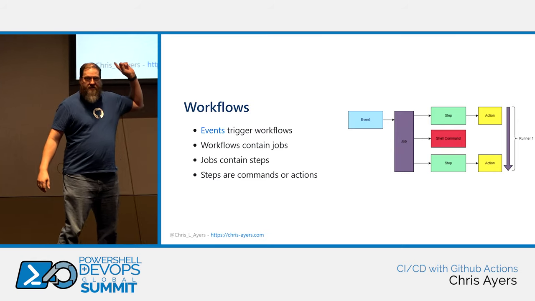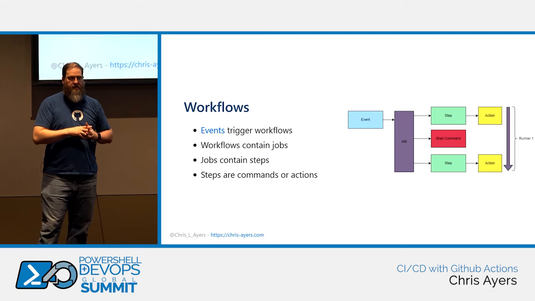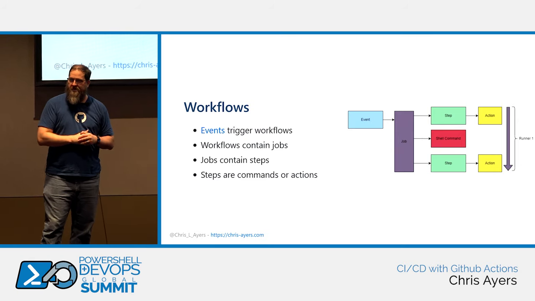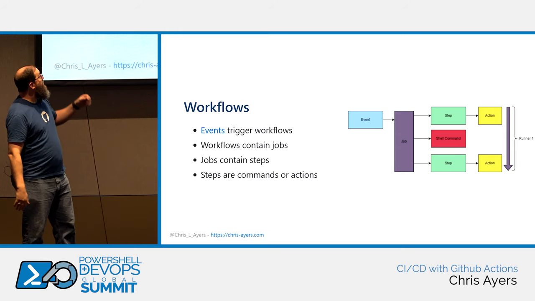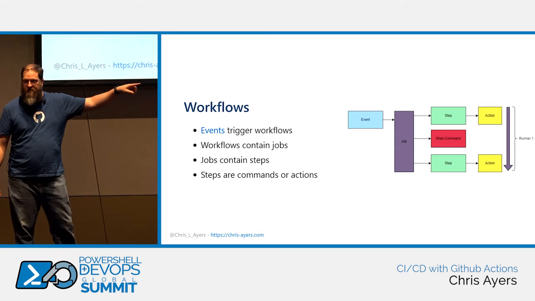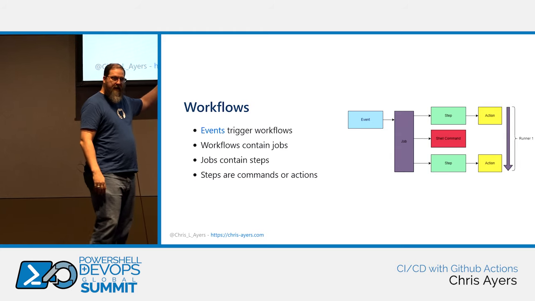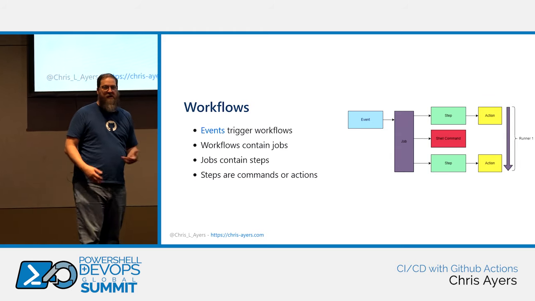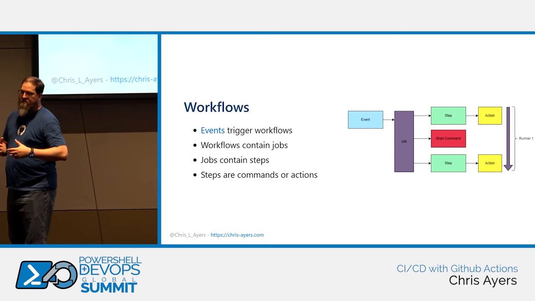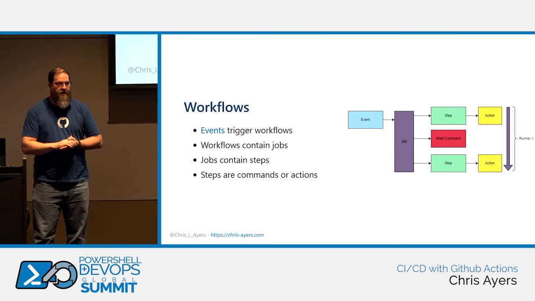So an event happens, could be a webhook, a code push, an issue, some sort of event happens, and that triggers a workflow. We'll show how the triggers work, but that triggers a workflow, and inside your workflow, you can have a job. A job is going to contain steps. You're going to have a lot of different steps.